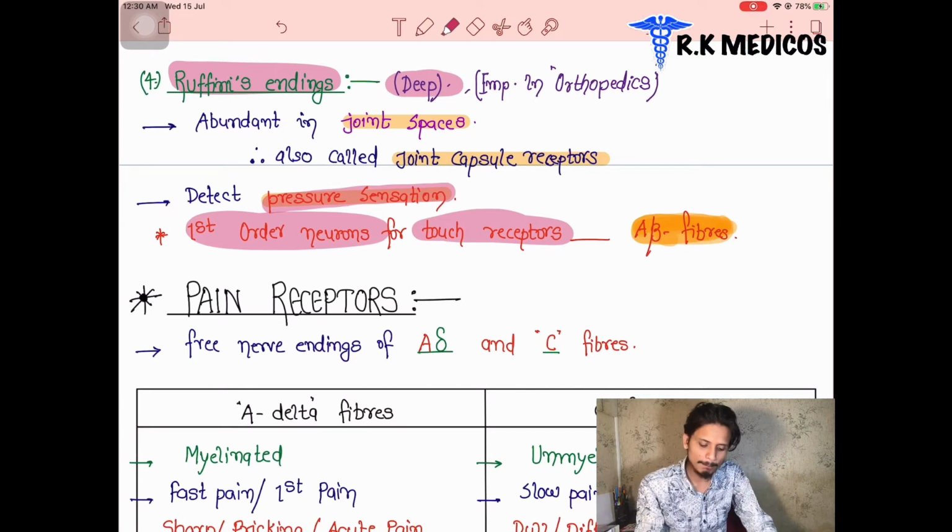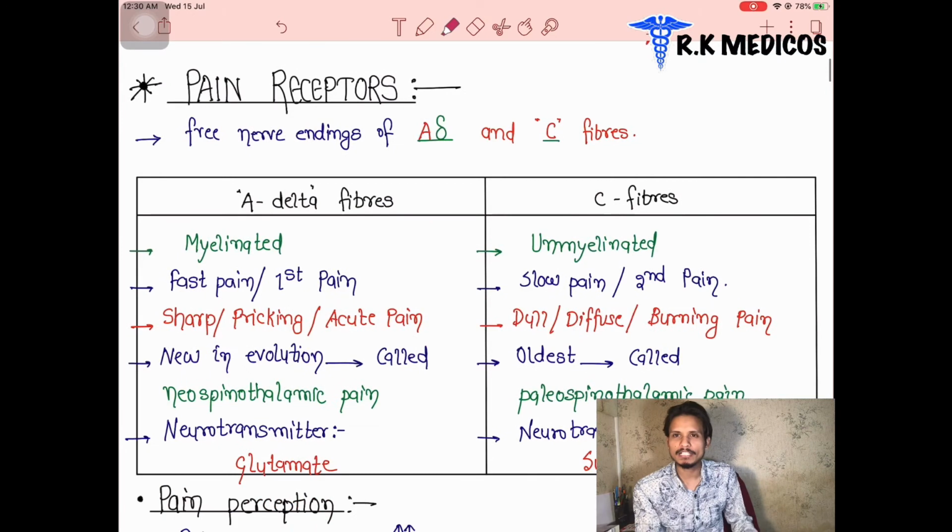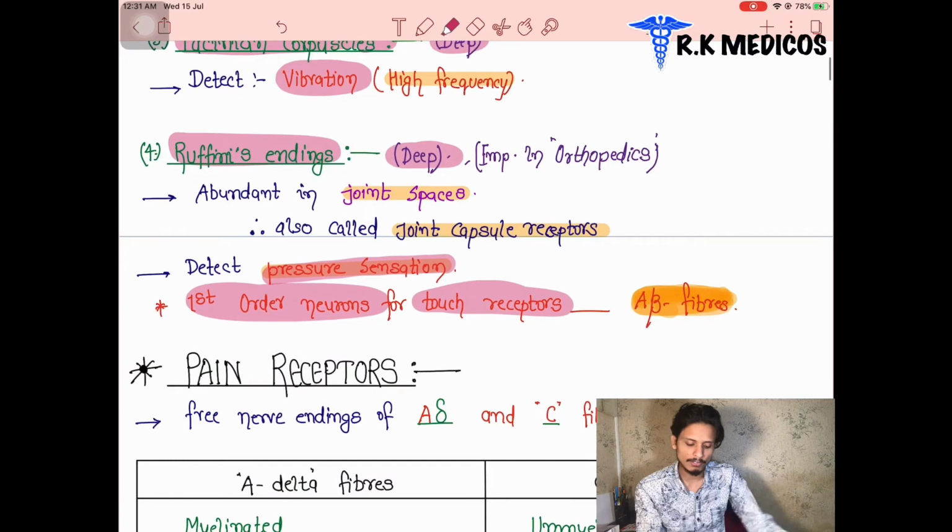Now we're going to see the pain receptors. The pain receptor is the next type, because in the general senses we have to discuss three receptors: the touch receptor, pain receptor, and temperature receptor. The first we already discussed, which was the touch receptor. Now we're going to discuss the pain receptor.